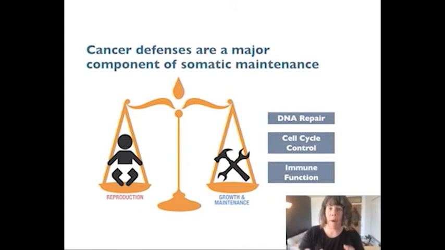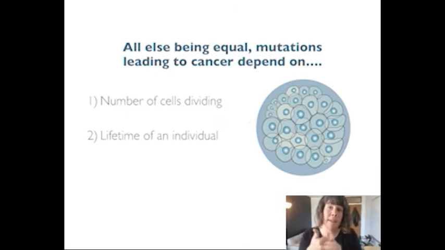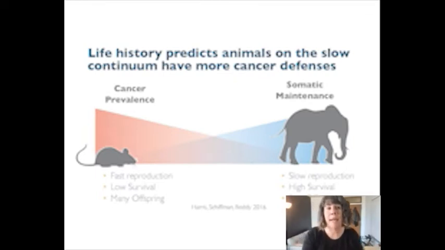I do also want to point out this concept I keep talking about, and I started the talk talking about the number of times a cell divides and getting mutations. All else being equal, for the number of mutations that lead to cancer, you need to look at the number of cells that are dividing. So organisms with more cells should have a higher probability. And then also the lifetime of an individual. The longer a cell sits, the more opportunity for that cancer-causing mutation to arise. But if we make some predictions based on life history across the animal kingdom, we suggest that organisms that invest in reproduction will have higher cancer prevalence than species that invest in somatic maintenance over reproduction.